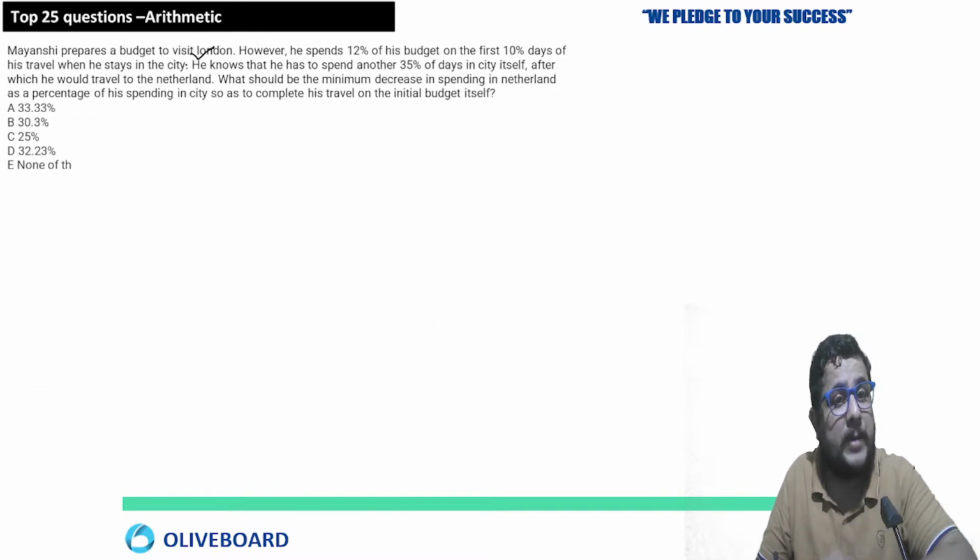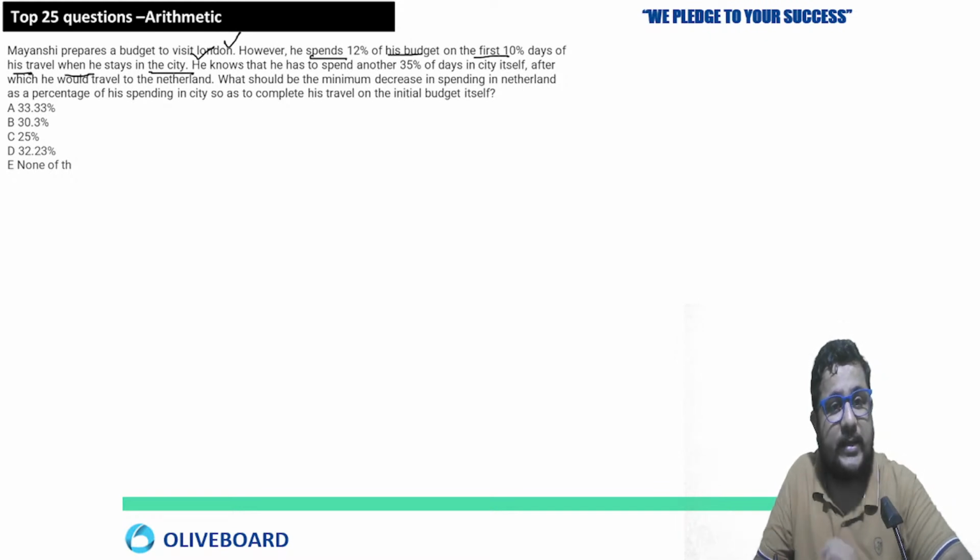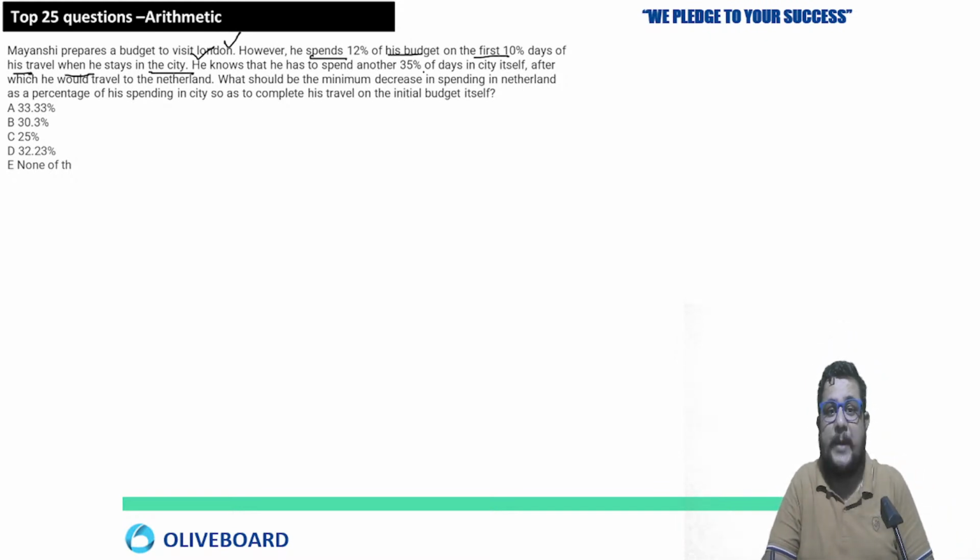Mayanshi prepares a budget to visit London. However, he spends 12% of his budget on the first 10% of days of his travel when he stays in the city. He knows that he has to spend another 35% of the days in the city itself, after which he would travel to Netherlands. What should be the minimum decrease in the spending in Netherlands as a percentage of his spending in the city so as to complete his travel on the initial budget itself?